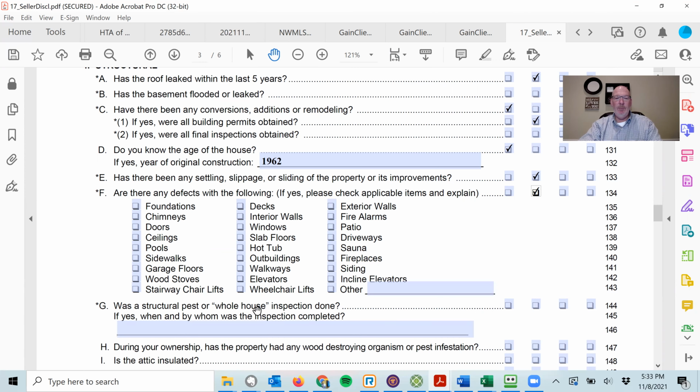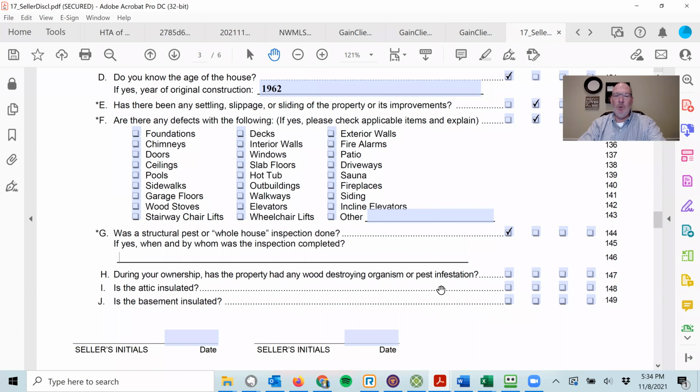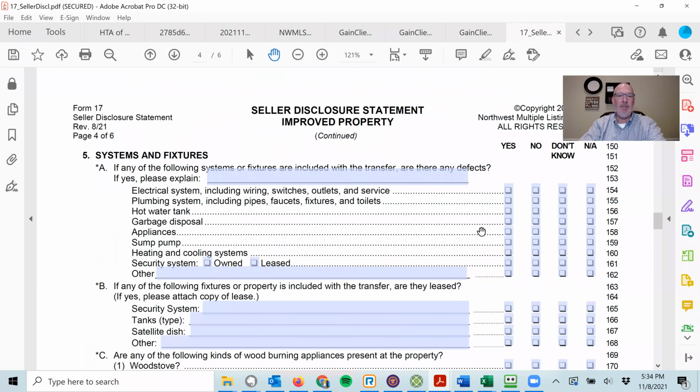Was there a whole house inspection done? Pest or whole house inspection done? They'll go, I don't know. When you bought it, did you do one? Yeah. Oh yeah, we did. Okay, great. Then we're going to say yes. And you bought it in March of 2012. Do you remember the name of the company? No. Can you look it up? No. Okay, then we'll just put don't remember. During your ownership, have you had any wood destroying organisms or pest infestation? No. Is the attic insulated? Yes. Is the basement insulated? There isn't a basement in my example, so we're going to say NA.